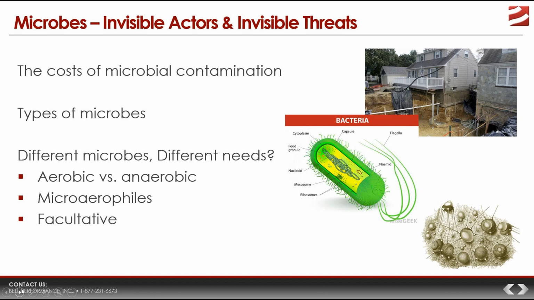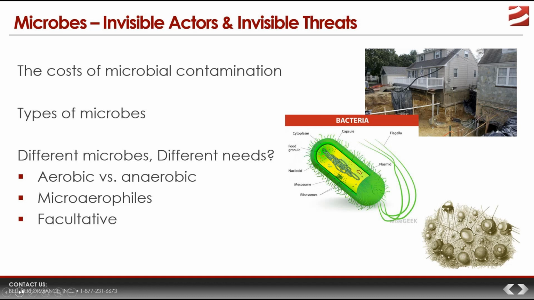There are facultative anaerobes, which can switch from one mode to the other. They start off thriving in oxygen-rich conditions, but then they deplete the oxygen and turn it into an oxygen-free environment, which then allows other kinds of microbes to come in and grow. So they play a helpful role in that process. Microbes are very good at adapting to the available conditions.